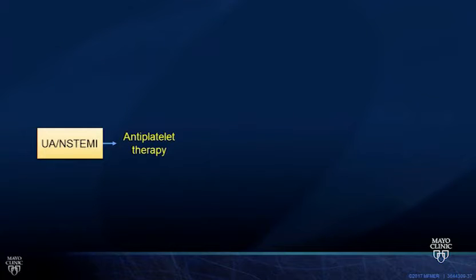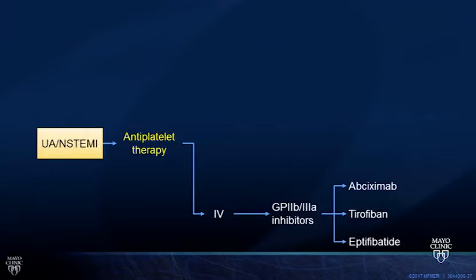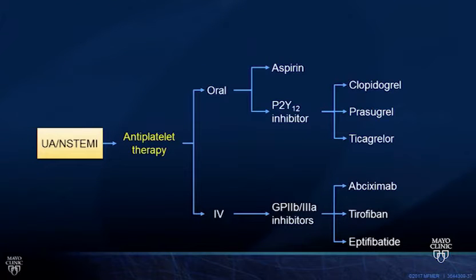So if we think about antiplatelet therapy first, we have the choice of oral agents, and these include aspirin on the one hand and the P2Y12 inhibitors on the other. The P2Y12 inhibitors include clopidogrel, prasugrel, and ticagrelor. Intravenous antiplatelet agents include the GP inhibitors, and this includes abciximab, tirofiban, and eptifibatide. For completion's sake, I will mention that another IV antiplatelet agent in the P2Y12 inhibitor class is cangrelor, and we'll talk a little bit more about that in the Q&A session.